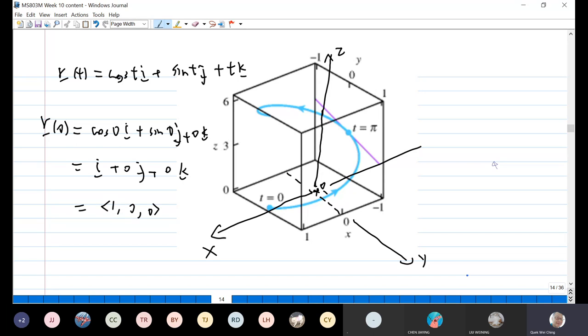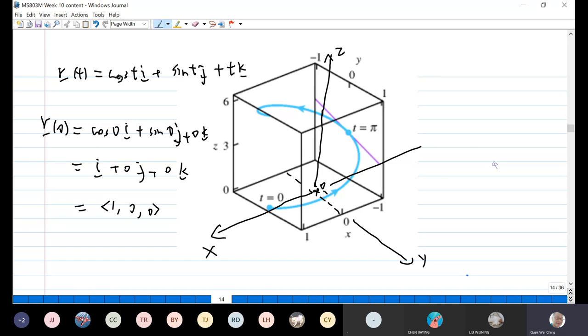So you can find that the x value is 1, y value is 0, and z value is 0. So this is the point. Let me see where 0 is here. When t equals 0, you get 1, 0, 0. How do I get this one? This is 1, 0, 0.